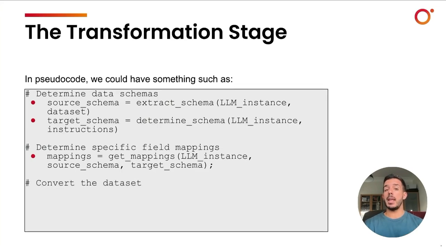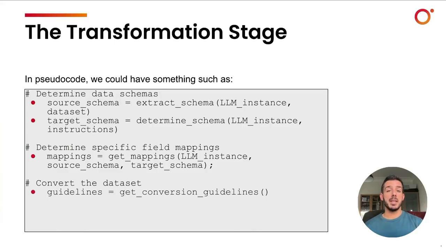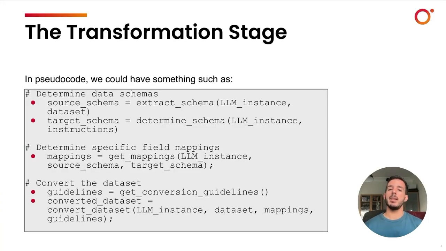And then, if we're using an LLM to actually convert that dataset as well, we would have some function that obtains the guidelines, either from human input or maybe from a repository such as metadata or documentation for a project in terms of that transformation, and then actually converting the dataset, right? Taking the LLM instance, the dataset, the specific field mappings, and the guidelines for the conversion.